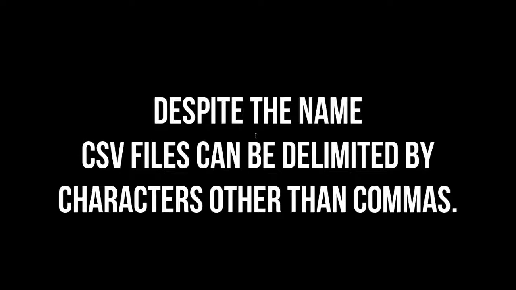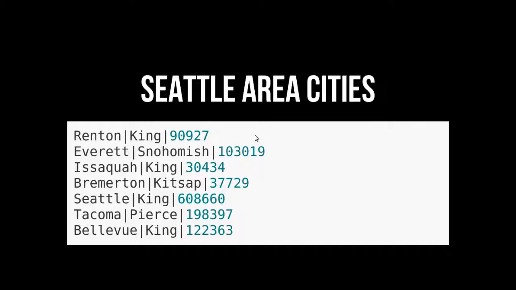Despite the name, CSV, which I didn't say earlier is an acronym for comma separated values, files can be delimited by characters other than commas. So here is our same file from before, but instead of being separated by commas, it is going to be separated by pipes. Those beautiful, beautiful pipes.